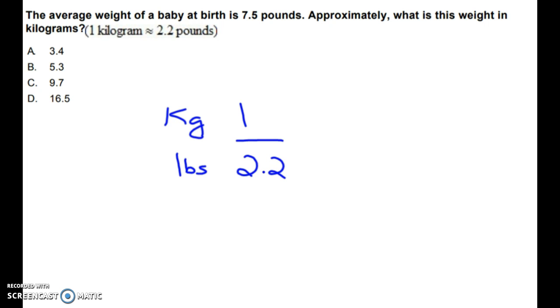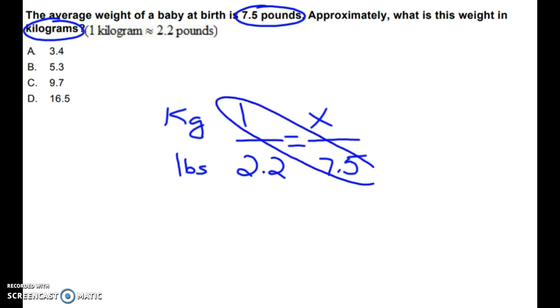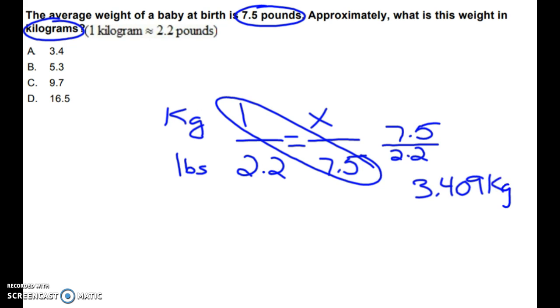Now what is going to be the other side of my proportion? Okay, so since we know that it is 7.5 pounds, 7.5, and then we're looking for what the approximate weight is in kilograms. Once again, we do 7.5 times 1 is 7.5 divided by 2.2, and I get 3.409 kilograms. Once again, that is rounded to 3.4.